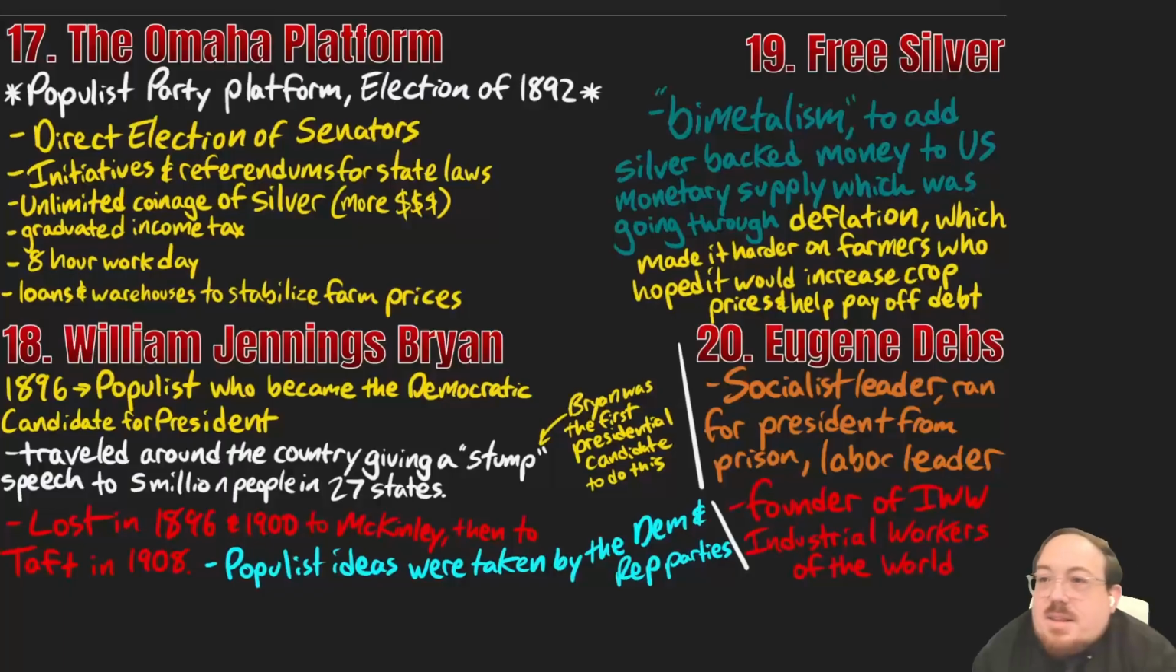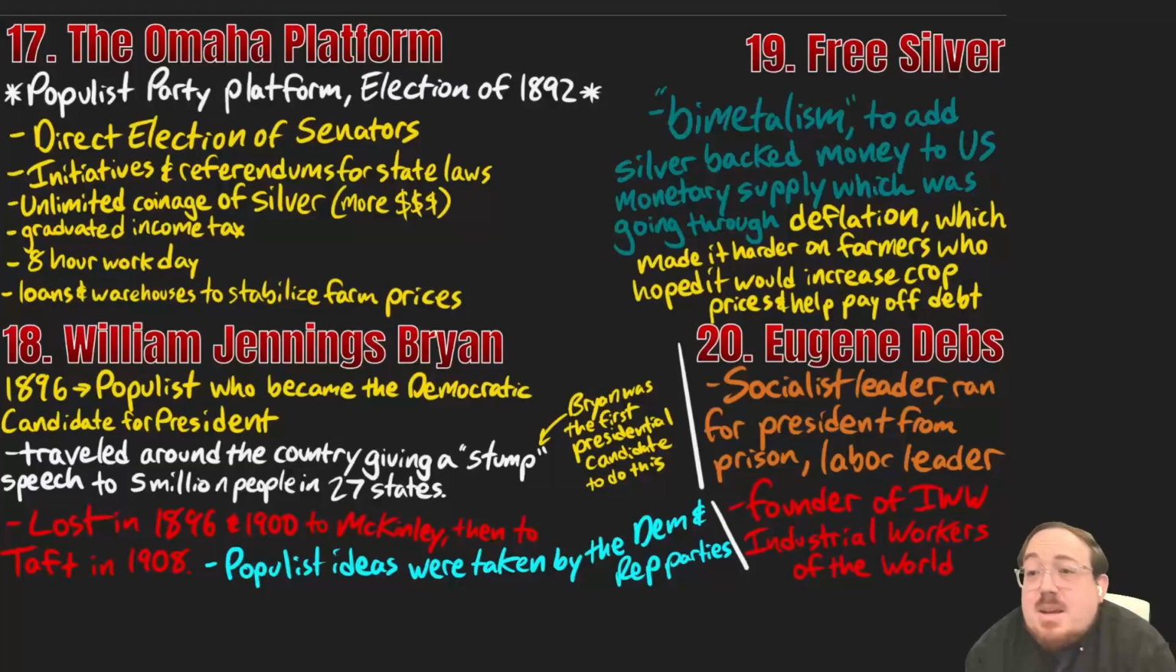But ultimately, this would cause inflation. So the value of the dollar would go down because there would be more of it, because it's backed by silver, which is, well, still a precious metal, but a lot cheaper than gold. This would help increase crop prices and help them pay off debt. But ultimately, because that is bad for banks and bad for businesses and people with money, it will never get passed.